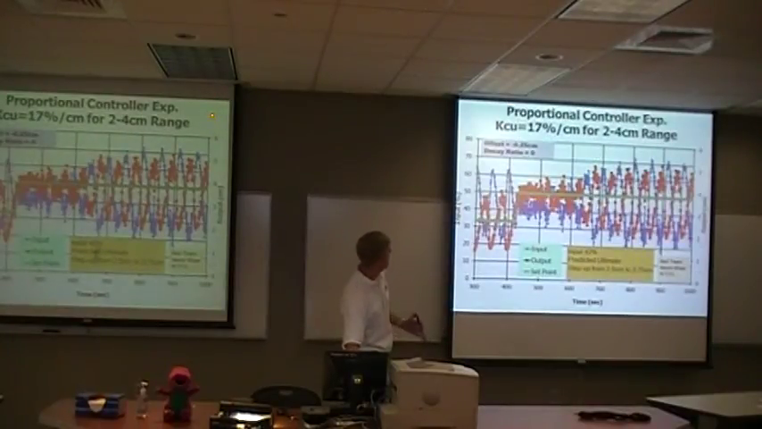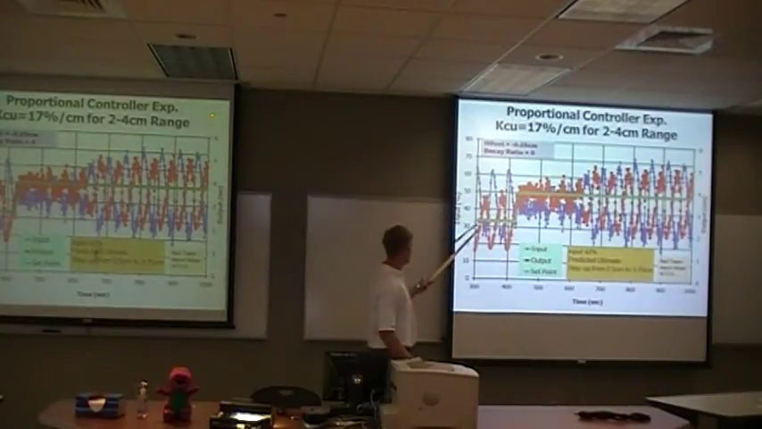And then I did 17%, it wasn't 10%, per centimeter for the predicted ultimate, and I was getting oscillation at the beginning, and then it became stable, and then it started oscillating again. And again, I do not know why it was doing this. And I guess instead of a decay ratio on this, it would probably be more of a growth ratio.